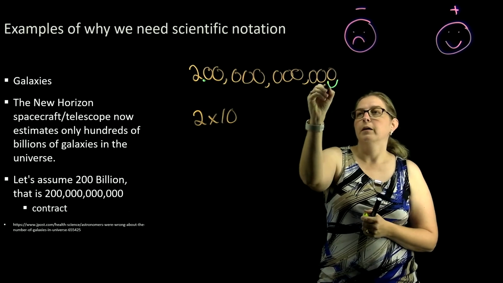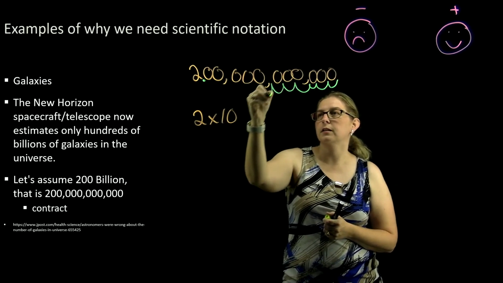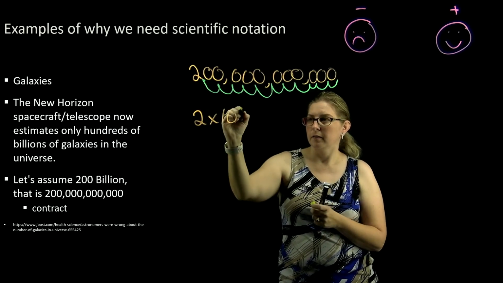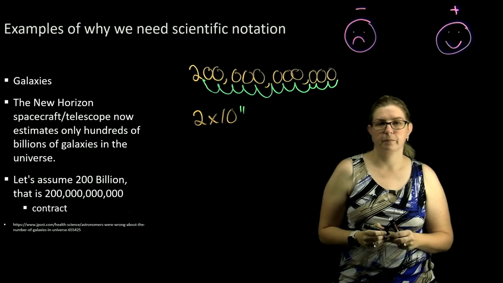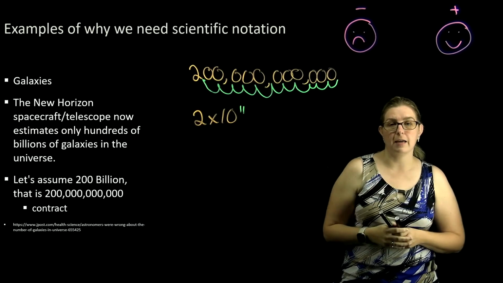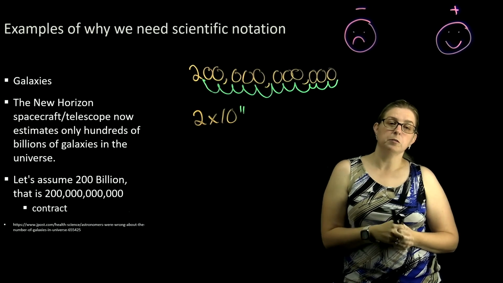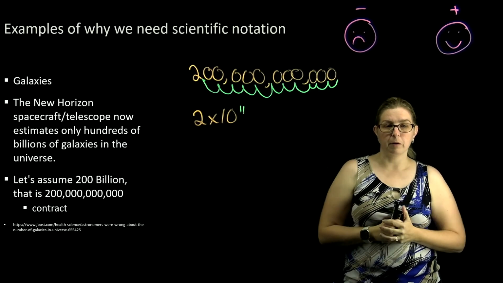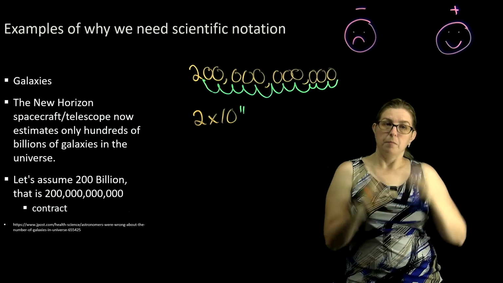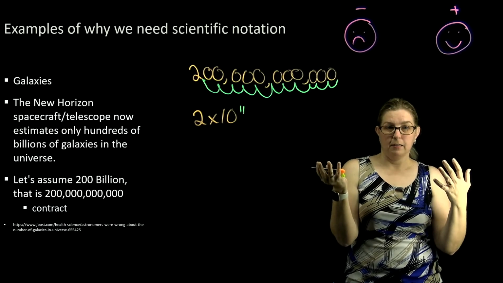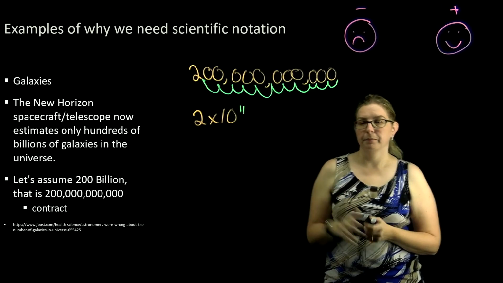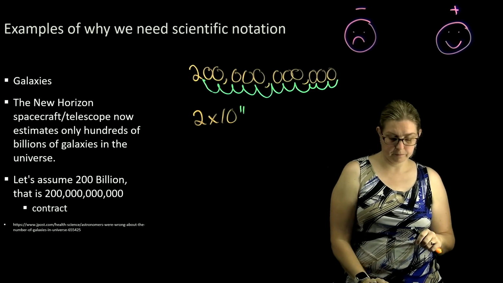Well, 1, 2, 3, 4, 5, 6, 7, 8, 9, 10, 11. 11. Is it happy or is it sad? If you had $200 billion, would you be happy or sad? Or, let's just not go with personal preference, would your bank account be happy or sad? Happy, right? So, happy. Ta-da!